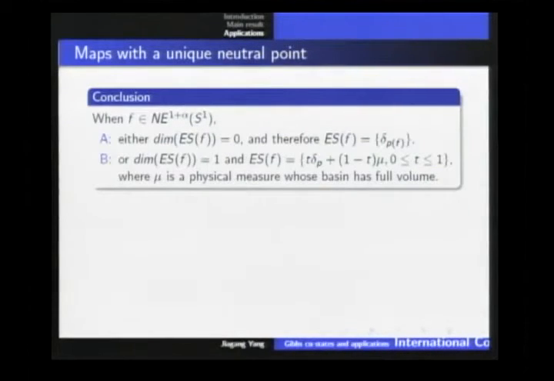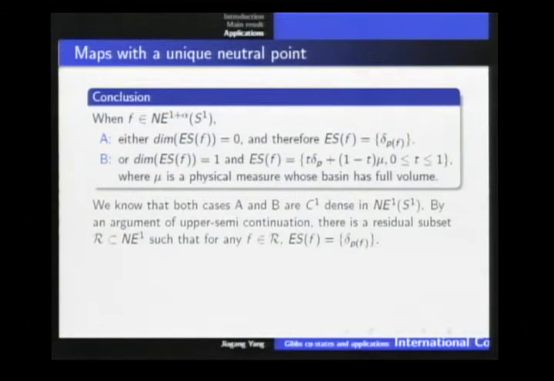So the conclusion is the following. You consider a C1 plus alpha map of the circle with a unique neutral point. You consider the equilibrium state space. Either it has dimension zero, in which case it contains a unique element, this element is atomic, and it is a physical measure. Suppose it's not, then we show that you have dimension one, it's an interval. One extreme point is the atomic measure. Another extreme point is the physical measure we would like. So we don't use anything but the operator, just to prove this very quickly.